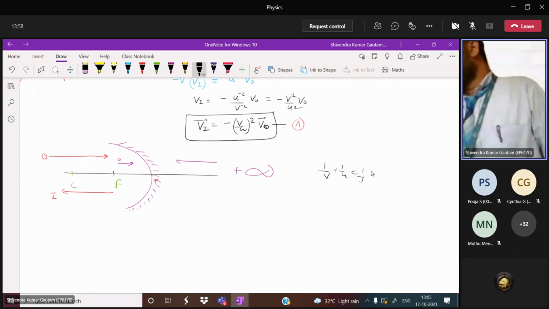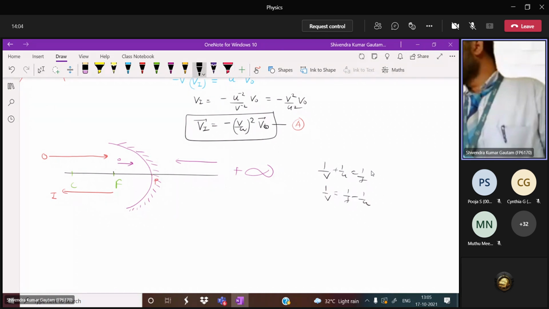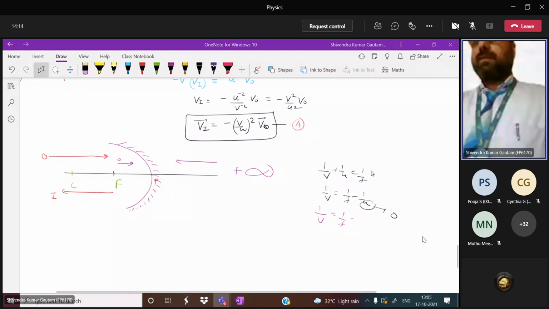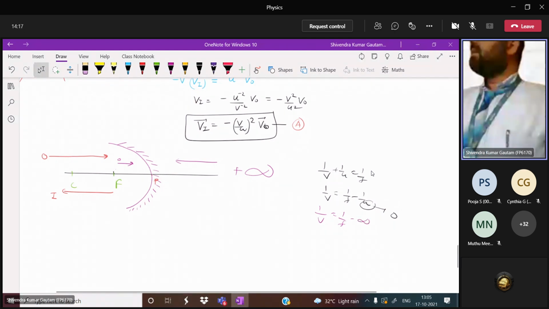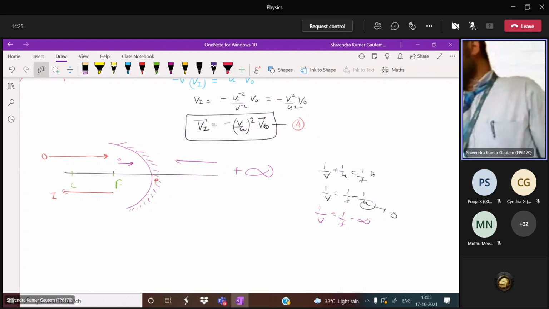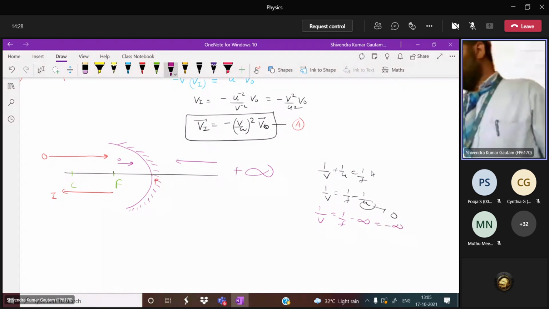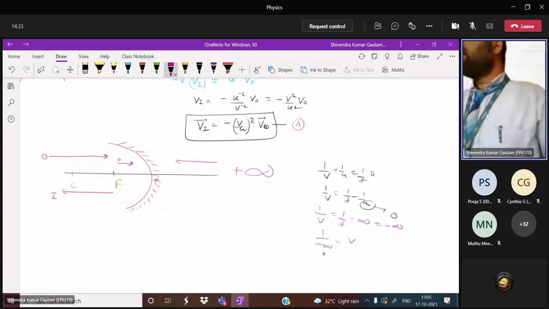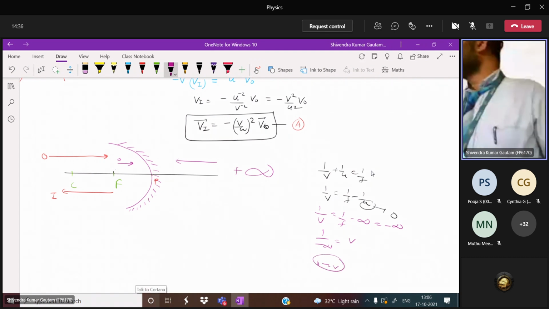We have mirror formula 1 by v plus 1 by u equal to 1 by f. I can write 1 by v equal to 1 by f minus 1 by u. If u is 0, we are finding v. So 1 by v is equal to 1 by f minus 1 by 0. 1 by 0 is infinity. 1 by f minus infinity is minus infinity only. So 1 by v is minus infinity. 1 by infinity is nothing but 0. So v also gets 0.